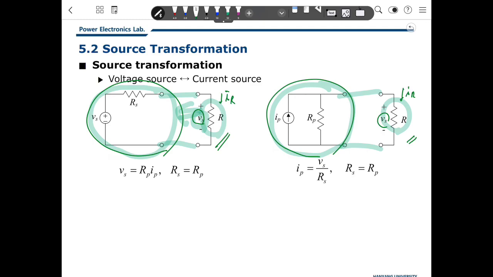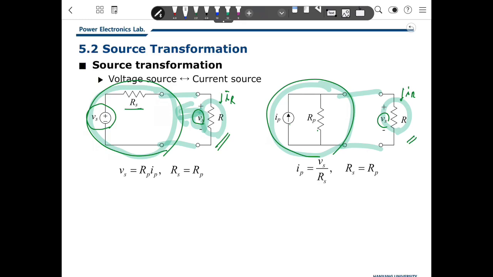So if we have a voltage source with a series connected resistor, and we want to make the equivalent current source and parallel resistor, how can you make it? I will show you here.